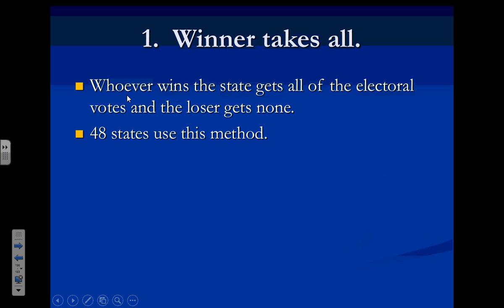The loser gets 0. But the reality is maybe somebody wins a state 51 to 49% of the popular vote. So 49% of the people of that state voted for the loser. However, that loser gets 0 electoral votes. The winner gets 100%. It seems fundamentally wrong that we use the winner-take-all method, but we do, and that's part of the problem, or that's something that leads to other problems.